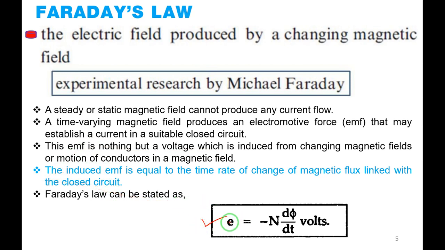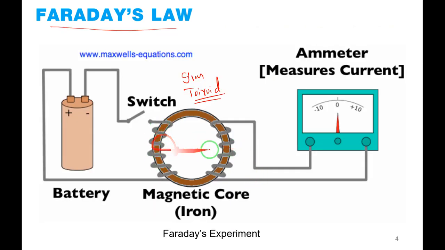The induced EMF is nothing but the voltage we mentioned, so we will write it as E. Induced EMF E is equal to minus N d phi by dt. Just the statement is here: the induced EMF is equal to the time rate of change of magnetic flux linked with the closed circuit, the rate of change of flux. And this N indicates the number of turns of the coil, either at the primary side or secondary side. We can treat this like a transformer, right?